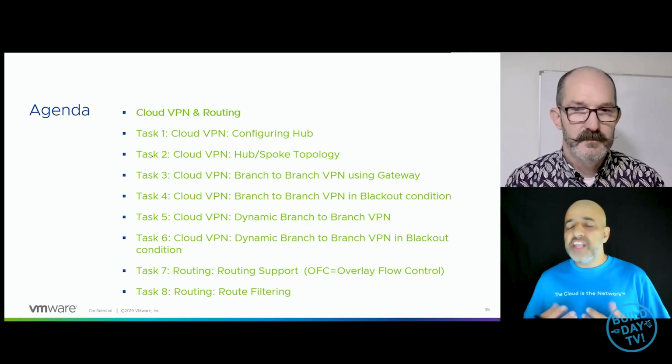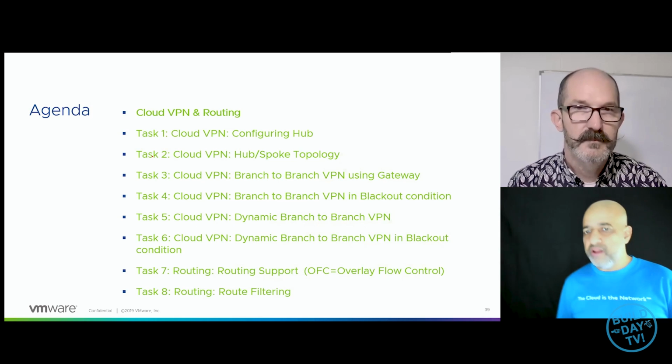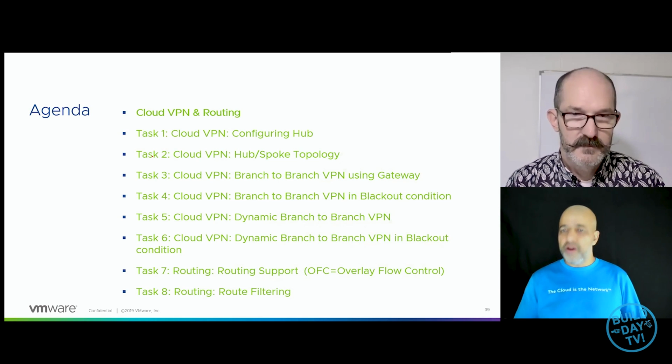And that's what we'll do in episode 4, where if there is a blackout condition or brownout condition, we'll check those out. But this episode is dedicated to building up those paths. That's where Cloud VPN and routing come into play. And here we are going to execute many tasks because there are many different topologies supported.